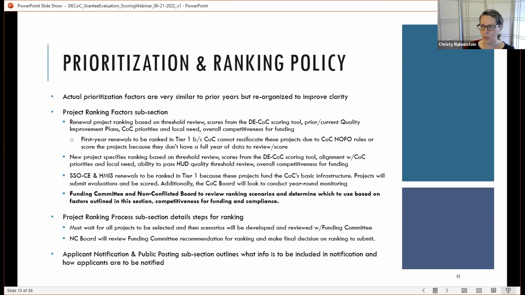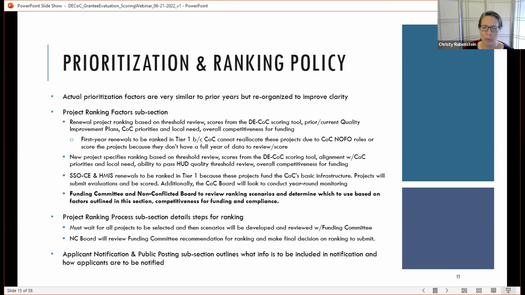This is a big issue because the NOFO has a lot of rules around tier one and tier two and how that works. And so the CoC is always looking for the most competitive scenario when it comes to scoring. New projects are very similar, except they have to be able to pass the threshold review. They also get scored. Alignment with the CoC priorities and local needs is really important when it comes to new projects. And then, of course, the ability to pass HUD's quality threshold review is really important. And then overall competitiveness for funding, which can depend on the size of the project, the amount of funds in it, and things like whether it's housing first, things like that.